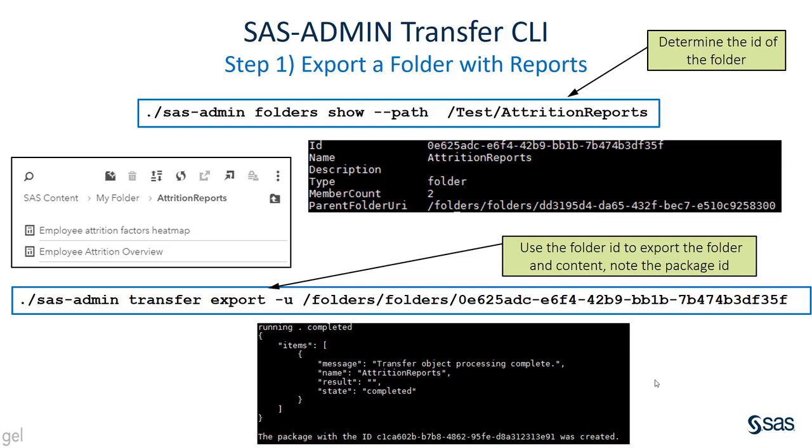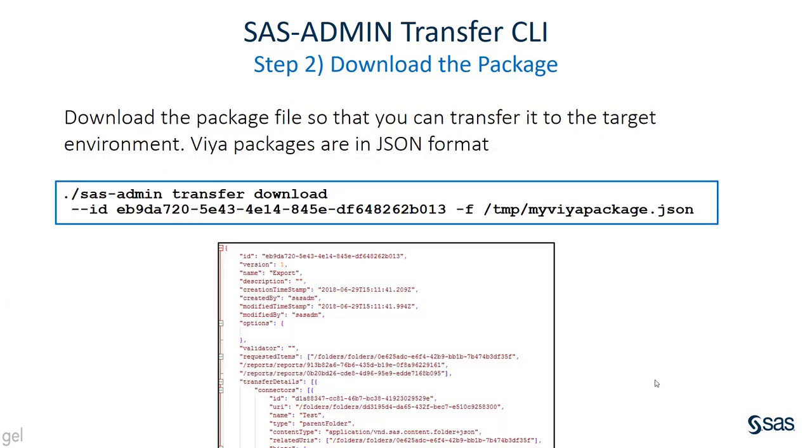So within transfer, I can do SAS admin transfer, use the export command, pass it the URI that I got from the previous step, and it will create a package of that content in Viya. That package is created within the Viya software. So it's stored within Viya in the infrastructure data server. If I want to use that package, my next step is to take that package and download it.